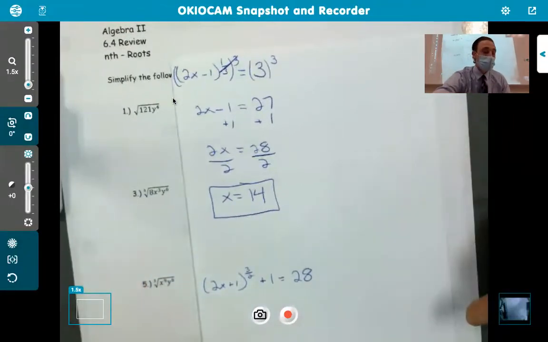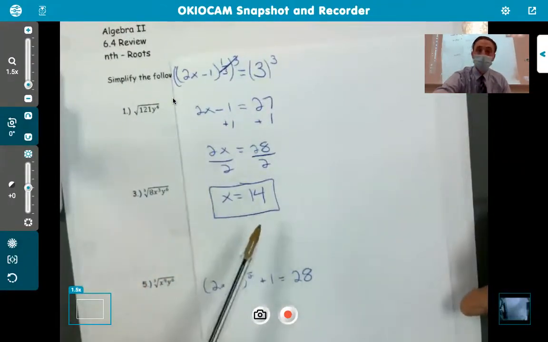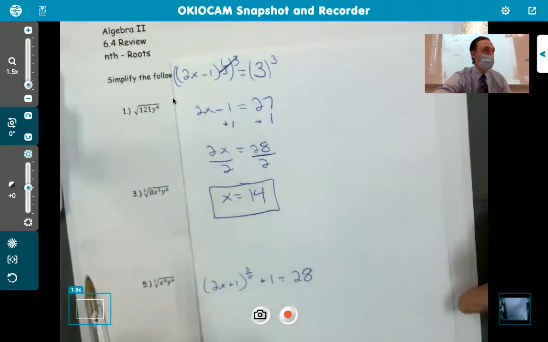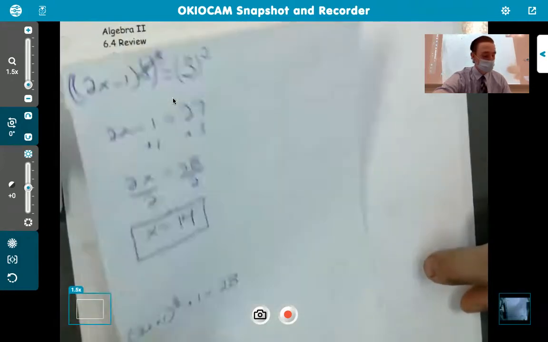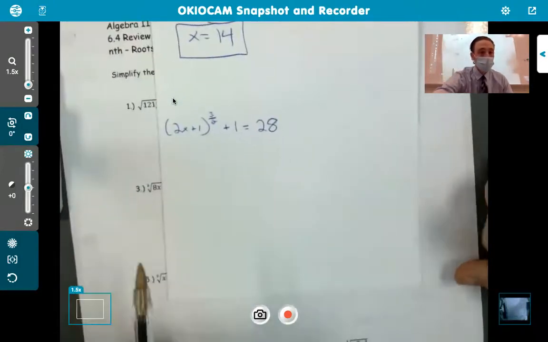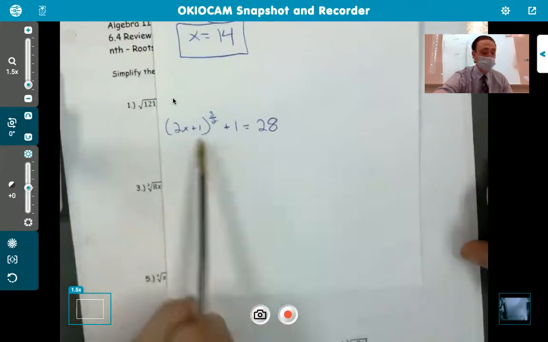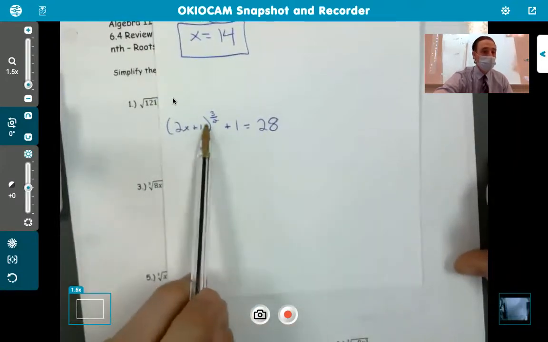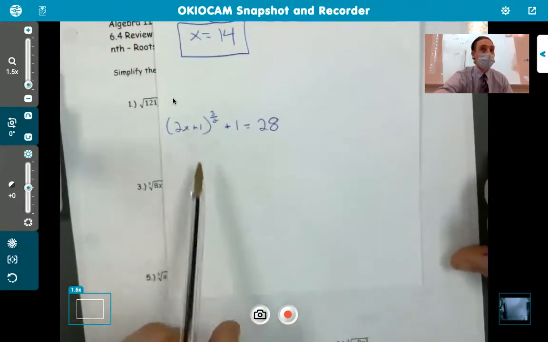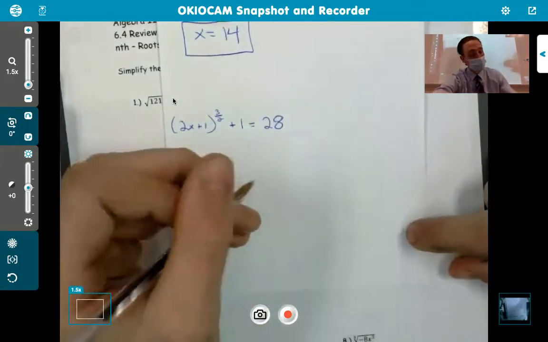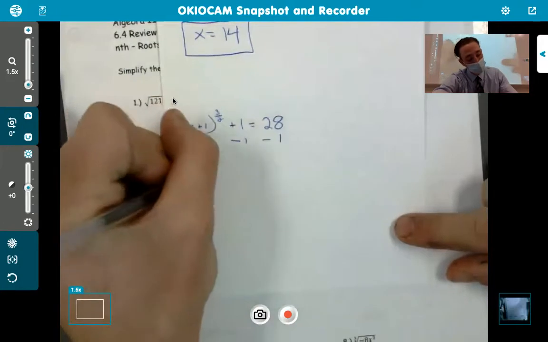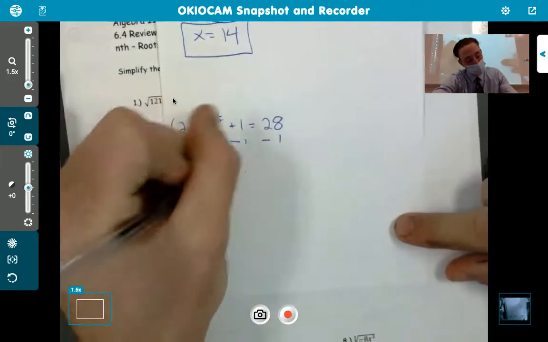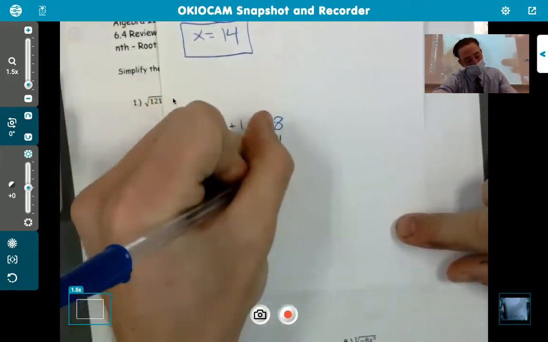Are there any questions about that first example? So that was the first question you would have seen on the check. The second one's a little bit more complex. Same question to start: is my term that's being raised to the fractional exponent entirely by itself? No. So what do I have to do on both sides? Subtract 1. So I have 2x plus 1 to the 3/2 is equal to 27.